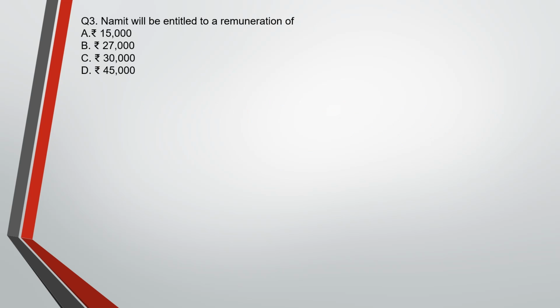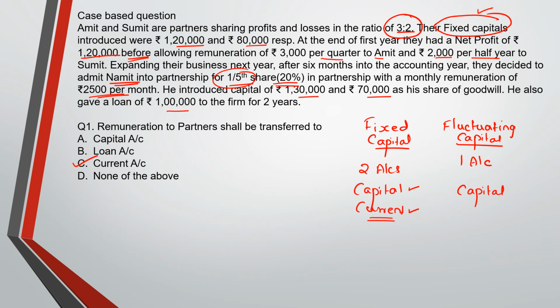Moving on. The third question we have related to this case is, Namit will be entitled to remuneration of... Now, what is the remuneration he is entitled to? Let us look at the question again. Here, they have said Namit is admitted for 1/5 share in partnership with a monthly remuneration of 2,500 per month. Now, per month means immediately you jump and it's 2,500 into 12. That is the remuneration. Read carefully. When was he admitted? Was he admitted at the beginning of the accounting year? Then it would be 12 months.